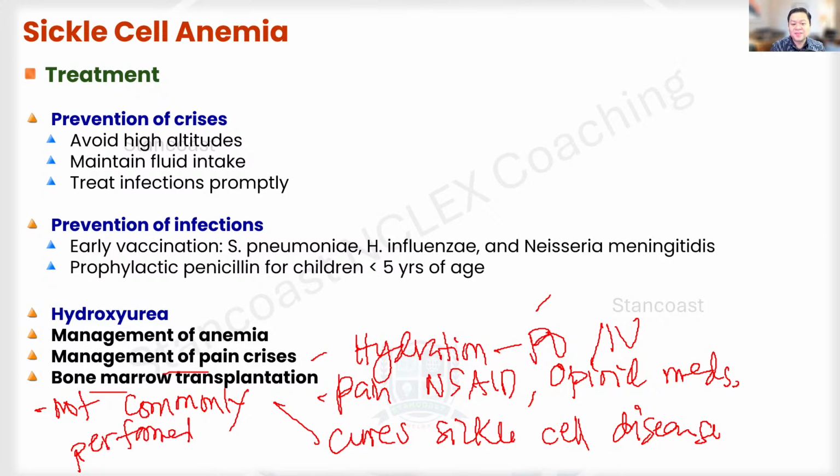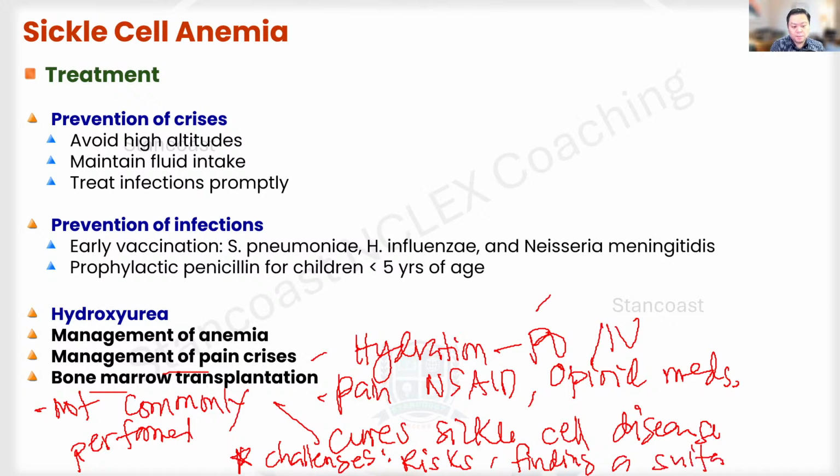And the reason for that is because of the risks that are involved and also the challenge of finding a suitable donor match. So the challenge is about the risk involved in the procedure and also finding a suitable donor. Those are the challenges in the bone marrow transplantation: the risks in the procedure itself and finding a suitable donor.